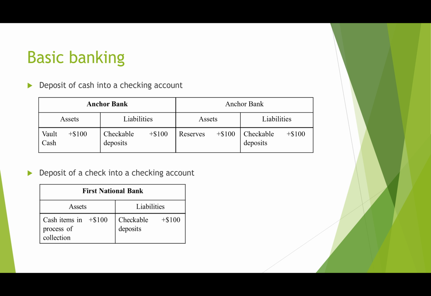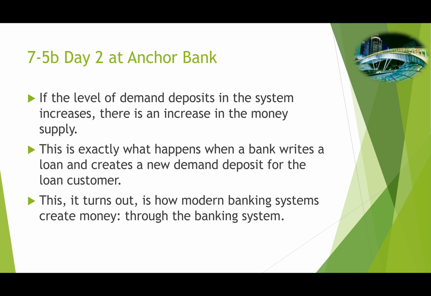Okay, so before we get to this next one, day two with Anchor Bank. So let's assume that some money comes into this Anchor Bank. If the level of demand deposits in the system increases, so here you have money coming in, flowing into the bank, as we've shown how that works, then there's going to be an increase in the money supply. There's an increase in demand deposits, and of course if it's cash, it's going into the bank, but that also means that deposits have gone up by 100 as well. So there's an increase there in the money supply, because the money supply is equal to cash plus deposits, if you recall.